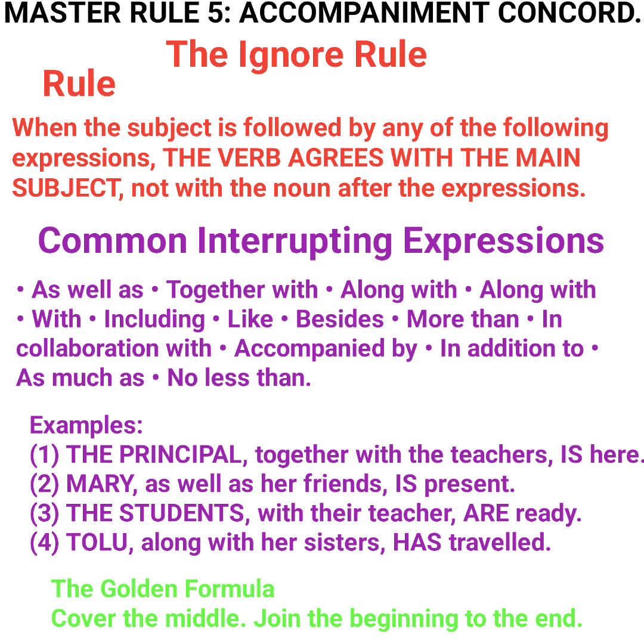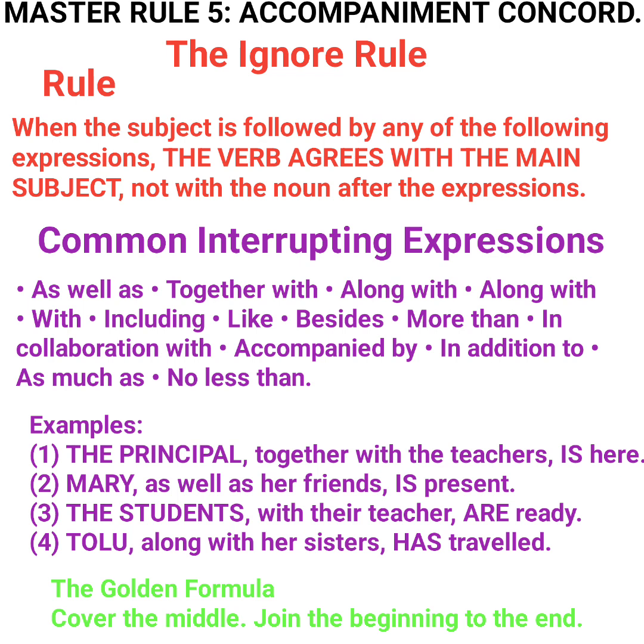Master Rule 5, accompaniment concord or the ignore rule. The rule states: when the subject is followed by any of the following expressions, the verb agrees with the main subject, not the noun after the expression. These are known as interrupting expressions. They will not be considered; they will be totally ignored. These expressions are as well as, together with, along with, and so on.